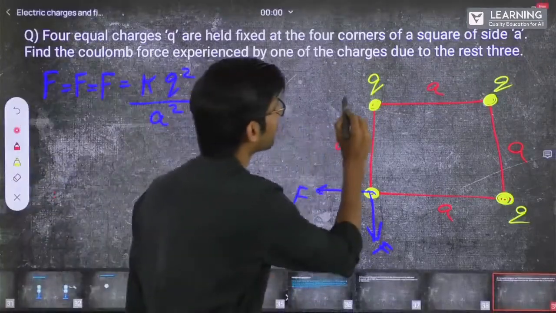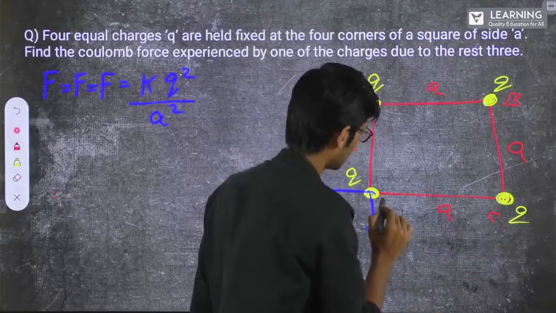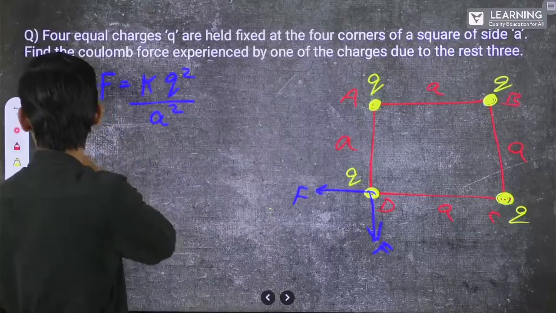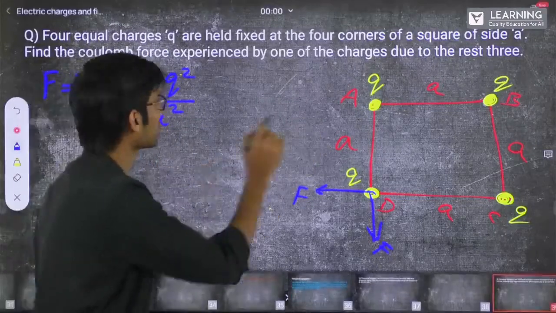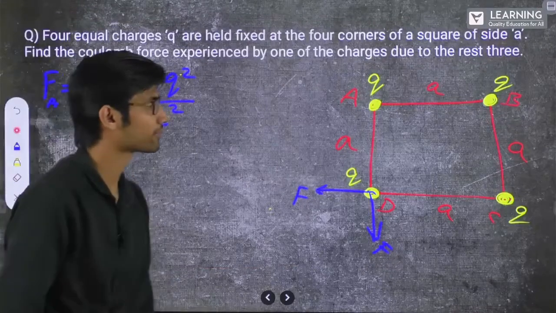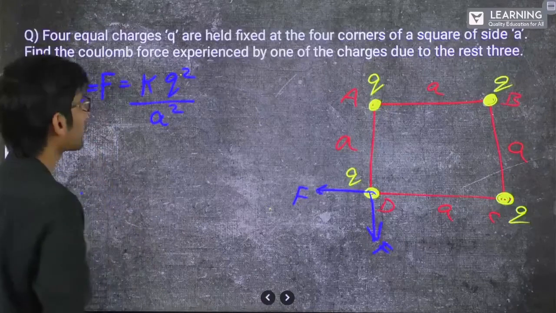Let us give the name A, B, C and D. These are 4 corners of the square. Okay. So now force due to this A is equal to force due to this B, and that is equal to F. Sorry, not B, C.